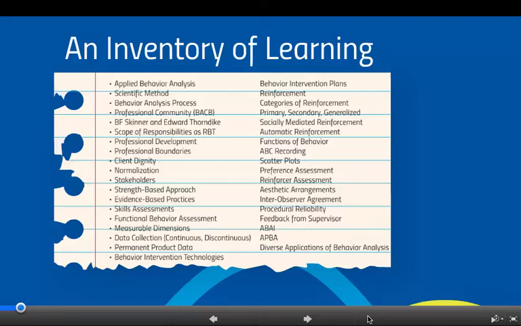You've learned about professional boundaries and the importance of maintaining professional boundaries with families, with clients, with other professionals that you're working with. You've also learned about client dignity and maintaining client dignity. You've learned about normalization. We talked a lot about Wolfensberger and normalization and what we're trying to achieve with the individuals that we're serving, and that is to normalize their lifestyles and to give them opportunities across all those things you and I enjoy.